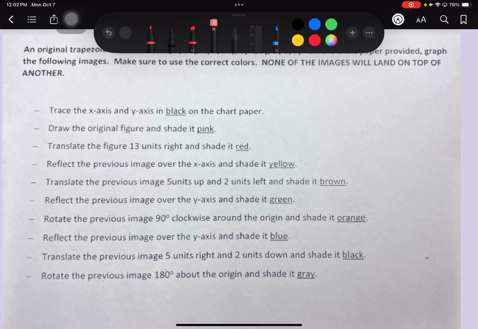This is a 50-point assignment. You have to follow directions to a T. You're going to turn this in when you return from fall break. I can show my mama that. I'm going to put it in Google Classroom today. So if you want to start on it, you can, but you got to have graph paper to do it.